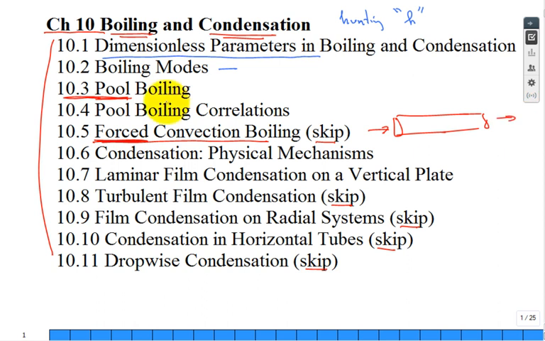All right, well, we're going to be tired just covering the first half. And then the second half is condensation. Same thing, we talk about the physical mechanisms like we do with boiling. Then there's laminar and turbulent, there's dropwise and film condensation. In radial systems, horizontal, inside of horizontal tubes, so the outside of systems, inside of systems. And guess what? Most of this we just don't have time for, and it's a little on the tedious side. So we're going to skip a lot of the condensation. The focus really is on boiling.